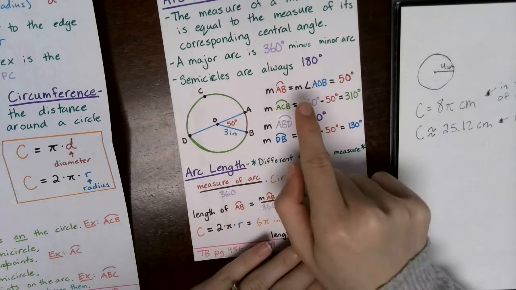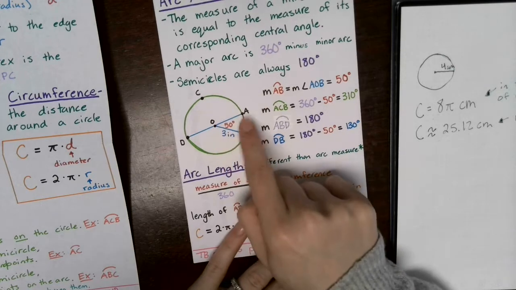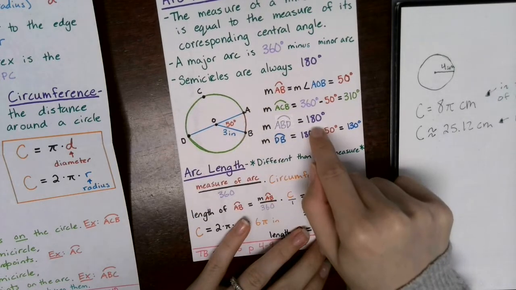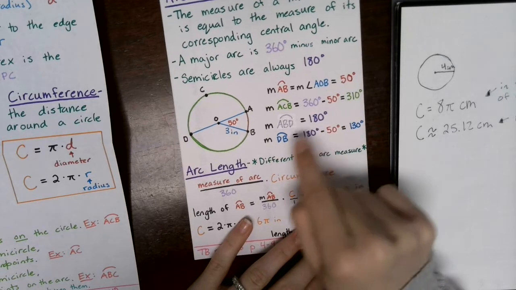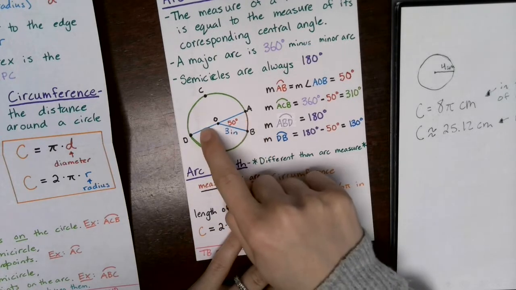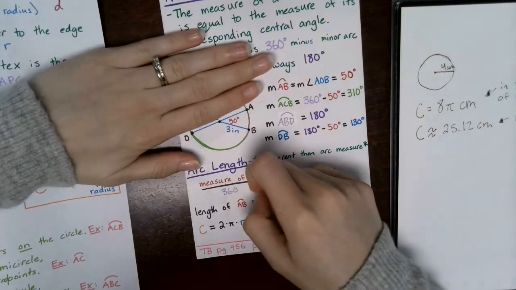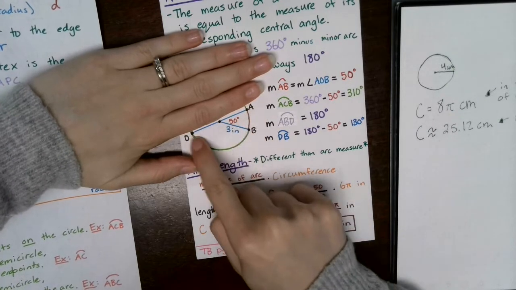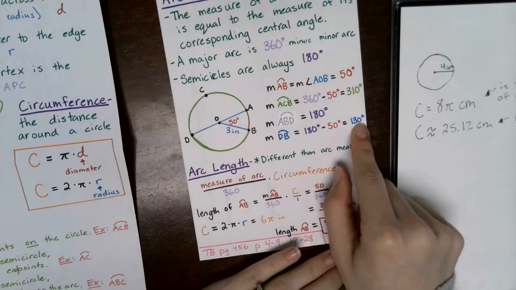And then a semicircle is always 180. So ABD or even ACD, those both equal 180. Okay, that's very important. And last but not least, to find DB, well, we know straight lines equal 180. So if this straight line equals 180, if this semicircle equals 180, I can do 180 minus 50 to get what DB is. Okay? And that's a minor arc, so it's going to be less than 180.